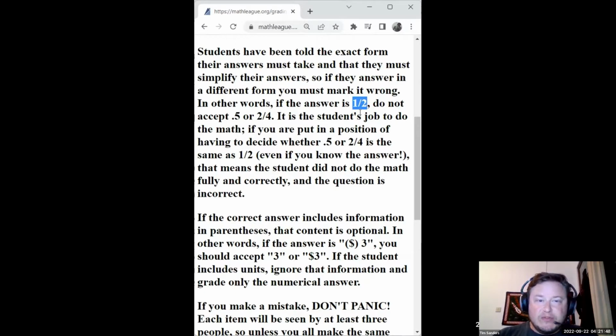Okay, the students are supposed to do the math, so you're not going to be making any decisions about, oh, is this the same number as this? Because that's not your job, that's the student's job. All right, so make sure that they do their job and that you make a comparison between what the key says and what the student wrote, and that is how you're going to determine whether the answer is correct.